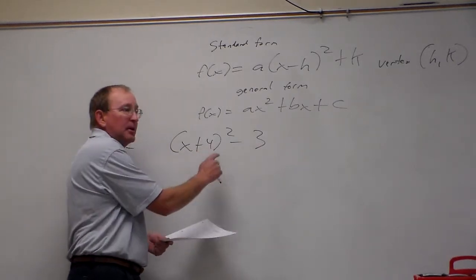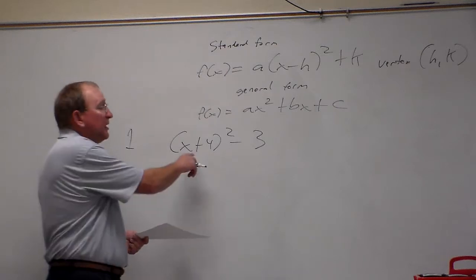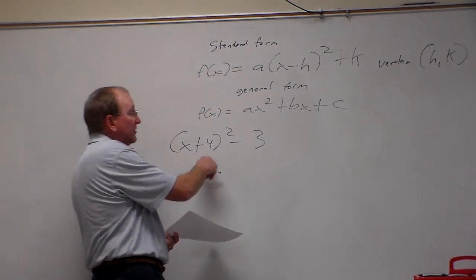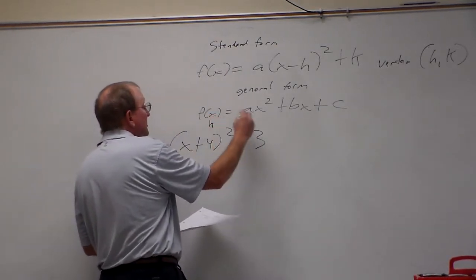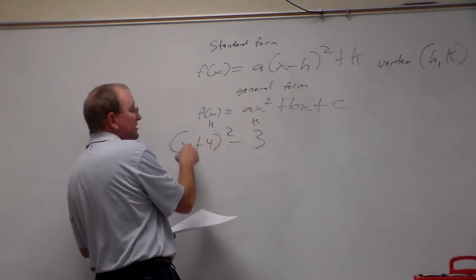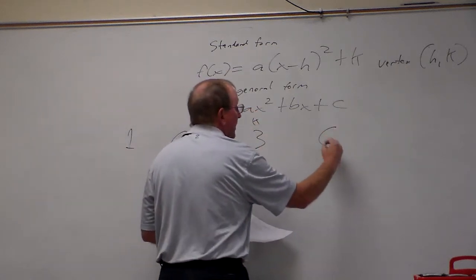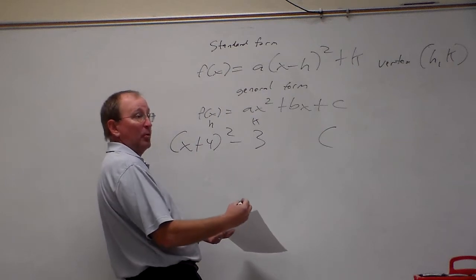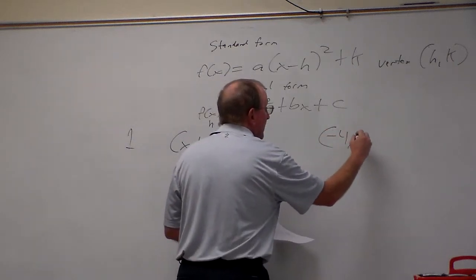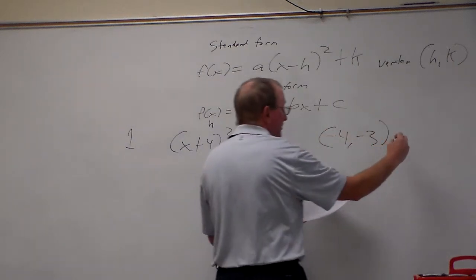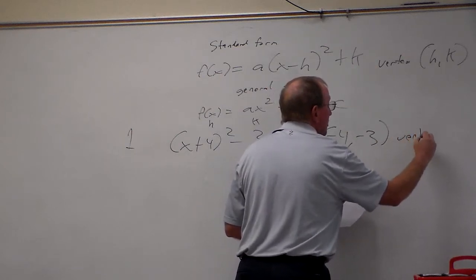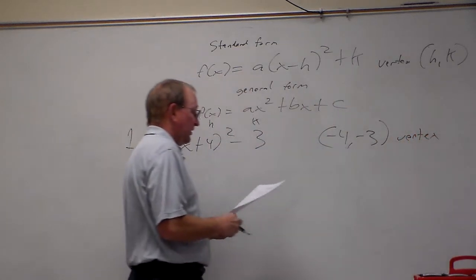Do I know the vertex already? Yes. This one's already in standard form, so the vertex, remember this is h and this is k, but this is an inside liar, so the h is not actually plus 4, but what? Minus 4. Minus 4 and minus 3. So there's the first part of the answer on number 1, finding the vertex.